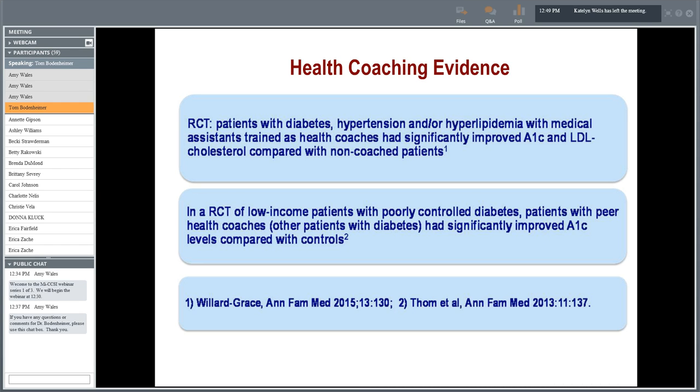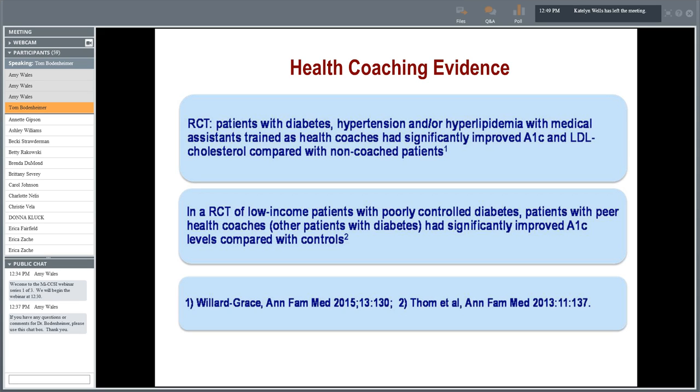Is there evidence that health coaching works? Well, these are two randomized trials that we did at the University of California in San Francisco. There's other evidence also. We took medical assistants, we trained them to be health coaches, and they were health coaches for patients with diabetes, hypertension, and/or hyperlipidemia, and compared to patients who didn't have health coaches, the patients that had health coaches had significant improvement in their A1C and LDL cholesterol.